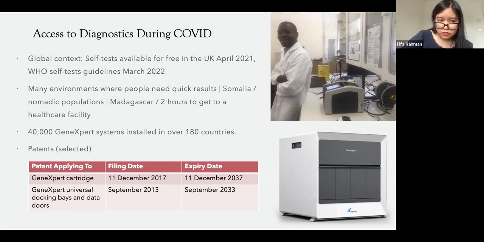However, there are patents applicable to the GeneXpert machine as well as the Alere machines. And these are a couple of them that I've listed right here. As you can see, the patents for the cartridge expire in 2037, and the patents for the docking bays and data doors, which you can see in the picture there, expire in 2033. So the idea that patents aren't important for diagnostics is incorrect. You will hear, and during the COVID pandemic, we heard a lot of people say that patents really weren't applicable to access to diagnostics. So it's important that going forward, we dispel this myth and work on it for future pandemics.